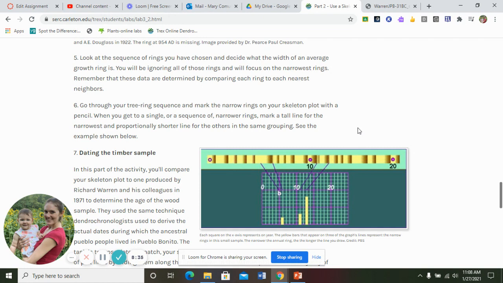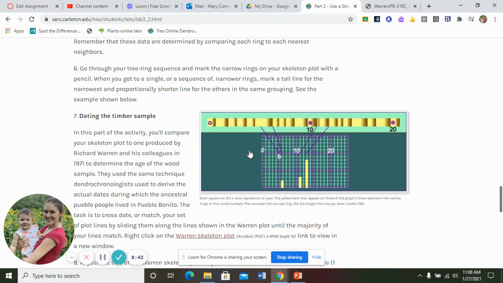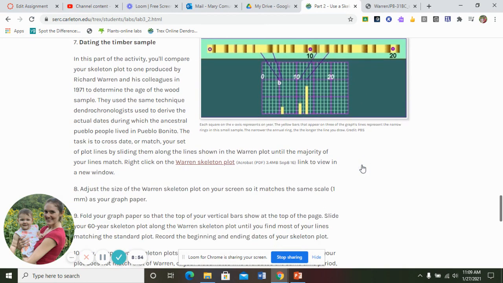When you get to a single or a sequence of narrow rings, mark a tall line for the narrowest and proportionately shorter lines for the others in the same grouping. See the example below. So looking at this one, this would have been the narrowest ring, and then these ones would be a little bit wider than this one.